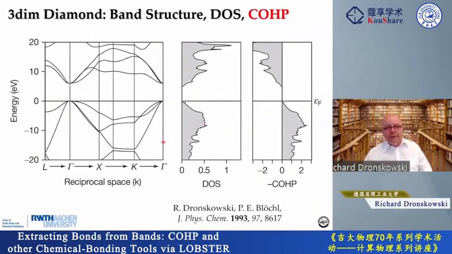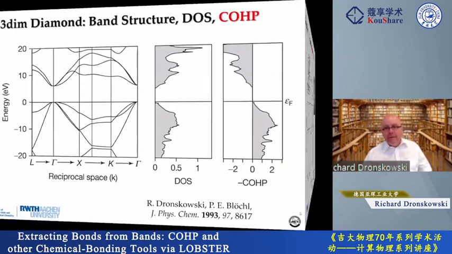So let me show this to you. You have seen the band structure of diamond. You see the density of states already. And this is what the crystal orbital Hamilton population analysis looks like. So this contains the phase information. And all the bonding states go to the right and the anti-bonding states go to the left. So the valence band is entirely carbon-carbon bonding, whereas the conduction band is entirely carbon-carbon antibonding. This was done really 30 years ago, but with a different code. Lobster was not available at the time.